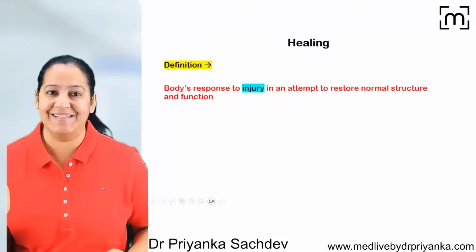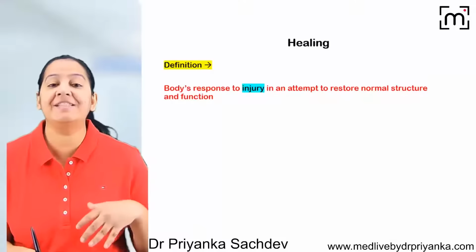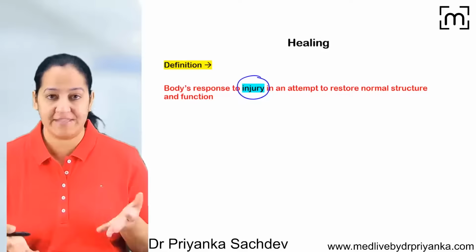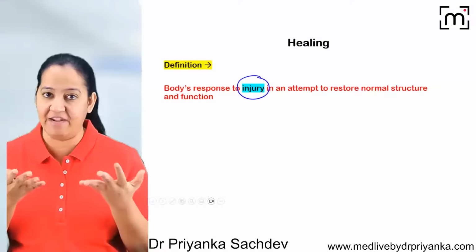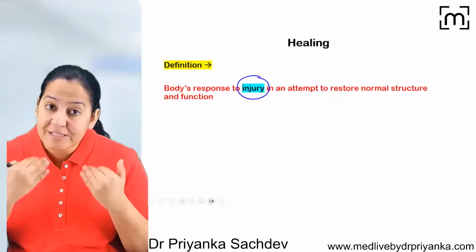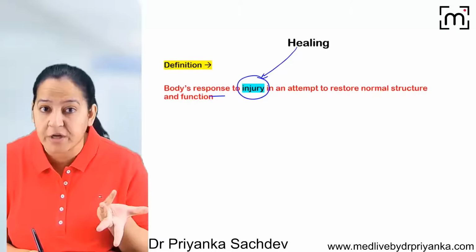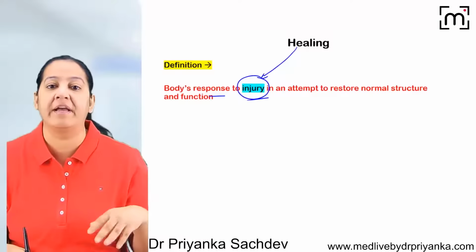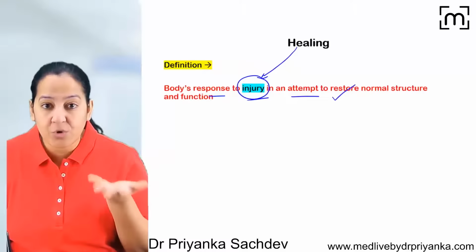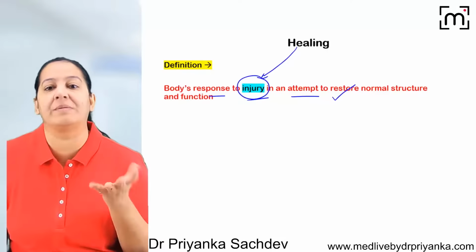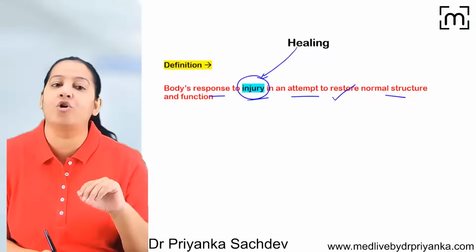So let's start. First of all, let me tell you the definition of healing. What is healing? It's the body's response to injury. For example, if I get injured anywhere on my body, my body will respond to that. So healing is the body's response to injury anywhere on the human body. Why is the body responding? In order to do two things. The body wants to restore the normal function and restore the normal structure.